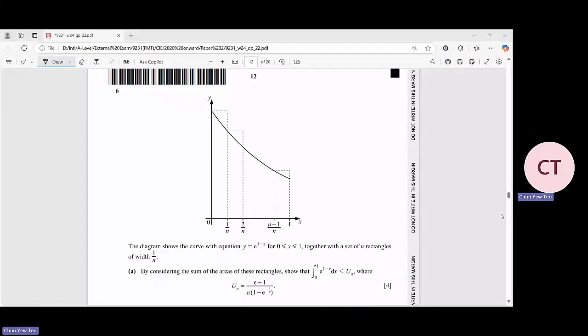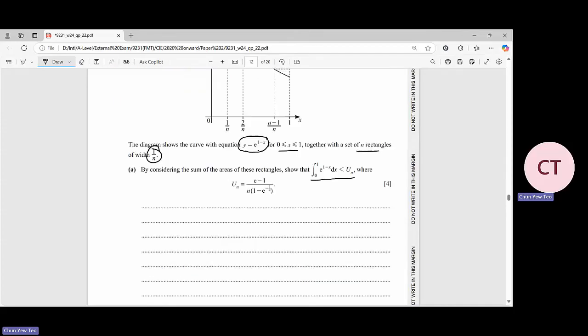Have a graph over here. The diagram shows a curve with the equation y equals e power 1 minus x for x between 0 and 1, together with a set of n rectangles of width 1 over n. Then, by considering the area of the rectangles, show that the actual area here is less than Un, where Un is given as such.